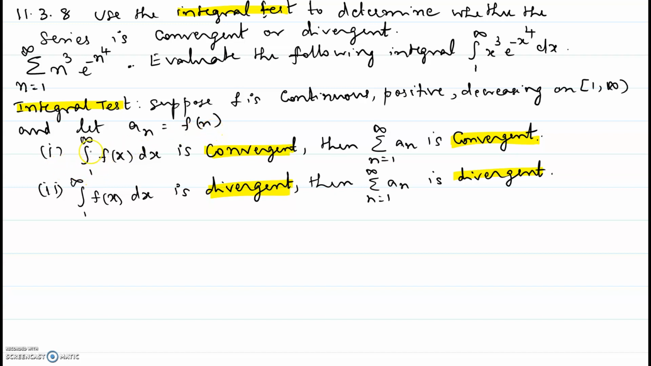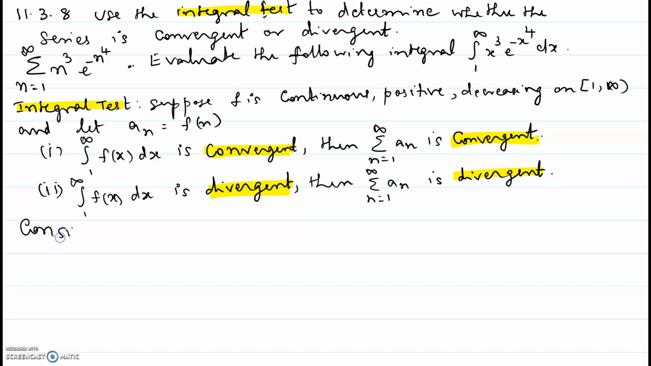One, if the integral from 1 through infinity of f(x) dx is convergent, then the series sigma a_n is convergent. Two, if the integral from 1 through infinity of f(x) dx is divergent, then the series sigma a_n is also divergent. In other words, whatever the behavior of the improper integral is, that is the same as the behavior of the series.